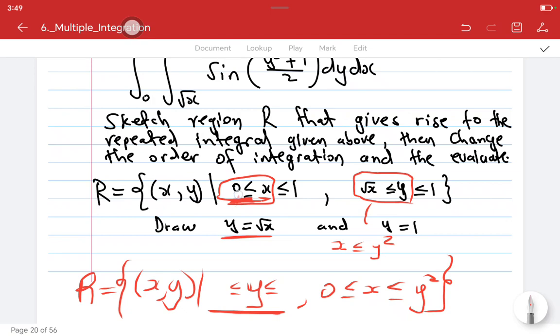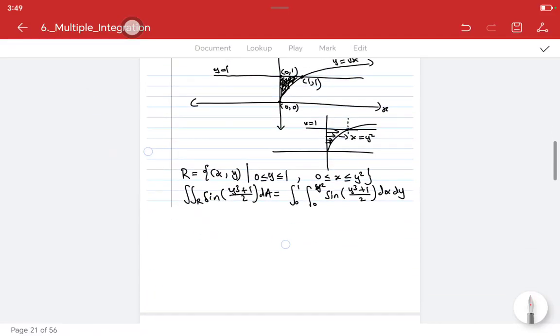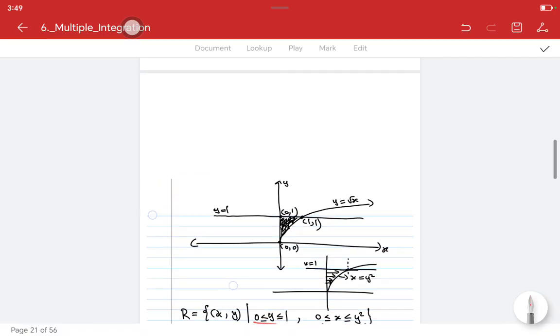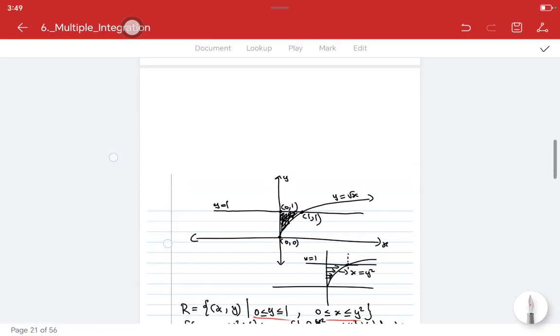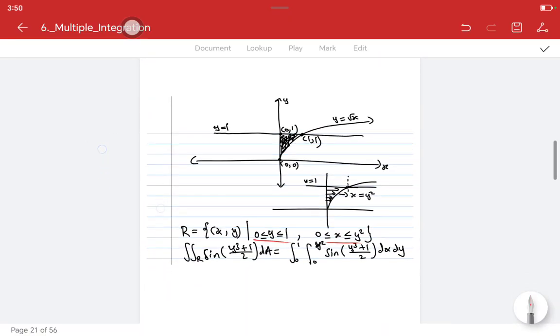So when I plug in 0 here, I'm going to get 0. When I plug in 1, I'm going to get 1. And that is our type 2 region. Now let's look at our type 2 region. That will be the type 2 region, which is the same thing. You see now, y is between 0 and 1, which is the same thing there. And x is between 0 and y squared, which is the same thing.